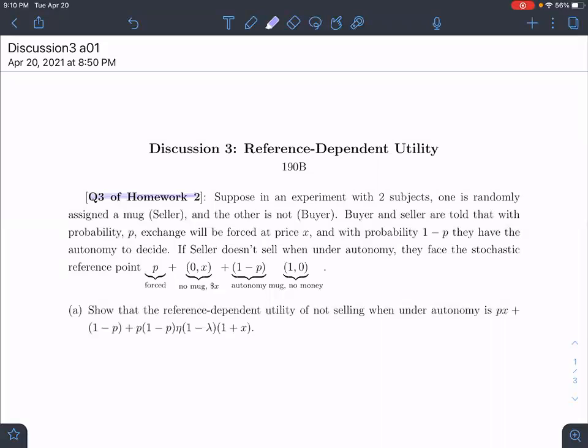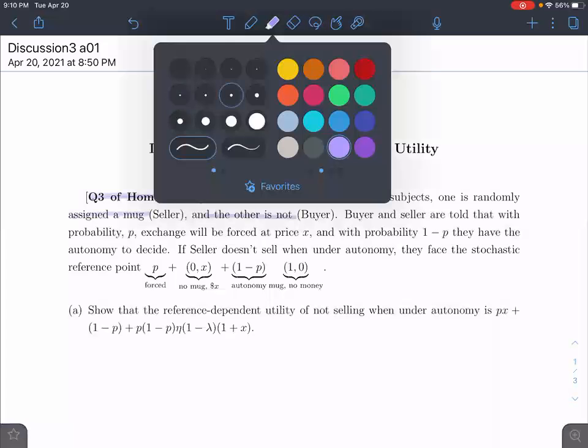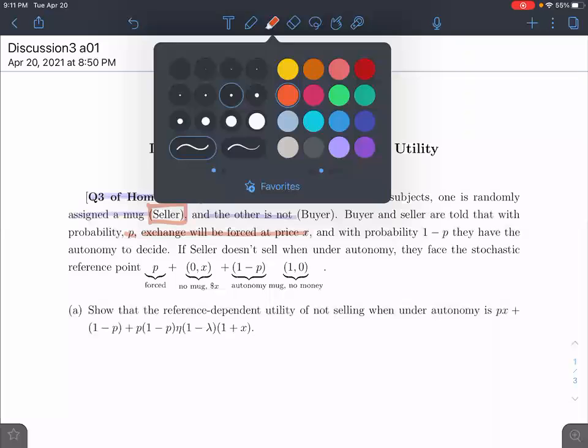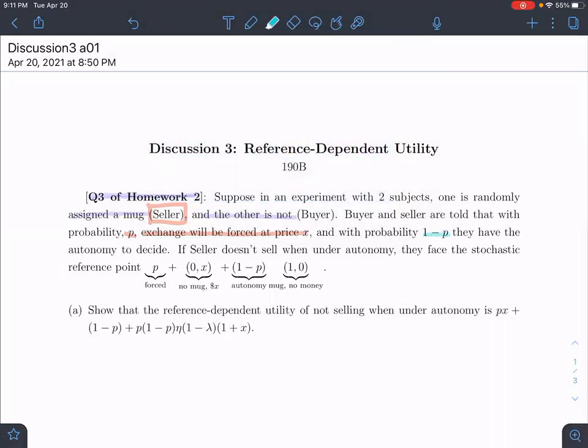Suppose one is randomly assigned a mark, and the other is not. In this question, we are in the shoes of the seller. The seller is told that with probability P, the exchange will be forced at price X. With probability 1 minus P, they have autonomy to decide. If the seller doesn't sell under autonomy, then they face a stochastic reference point, this one. This is given.